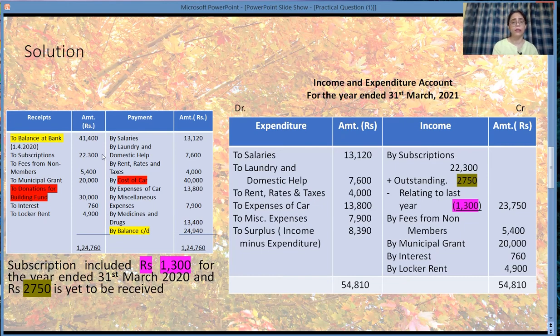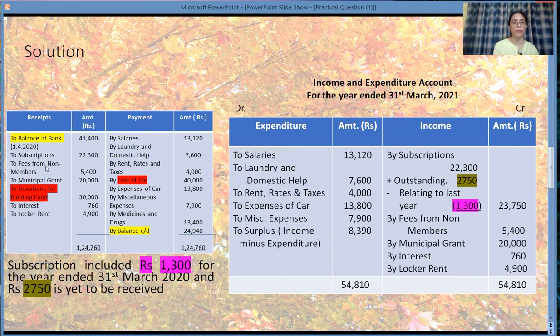Now on the income side, the first main source of income is subscription, which is 22,300. But that has to be adjusted. There is an outstanding amount which is denoted by the green color, 2,750, that is added as outstanding. But these 1,300 which relate to the previous year are to be excluded. So after adding and deducting, the amount left in the form of subscription is 23,750.